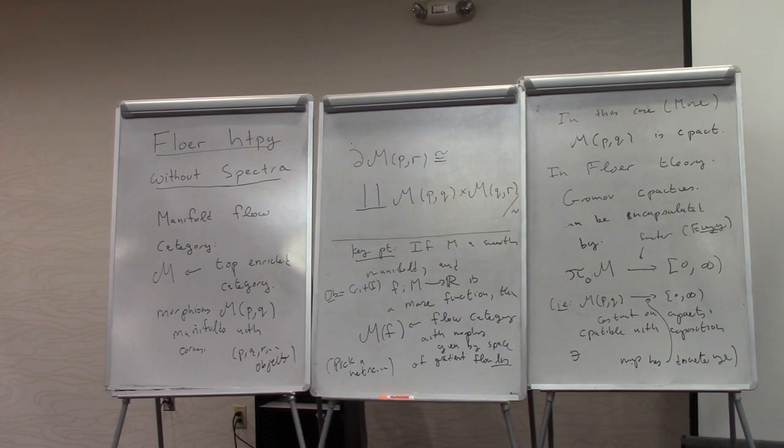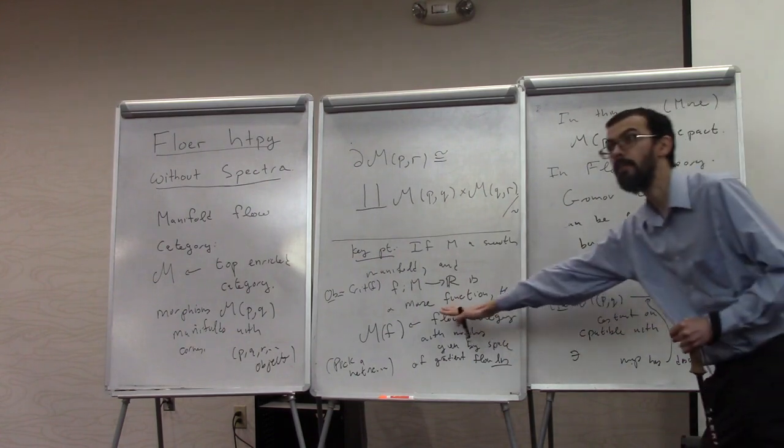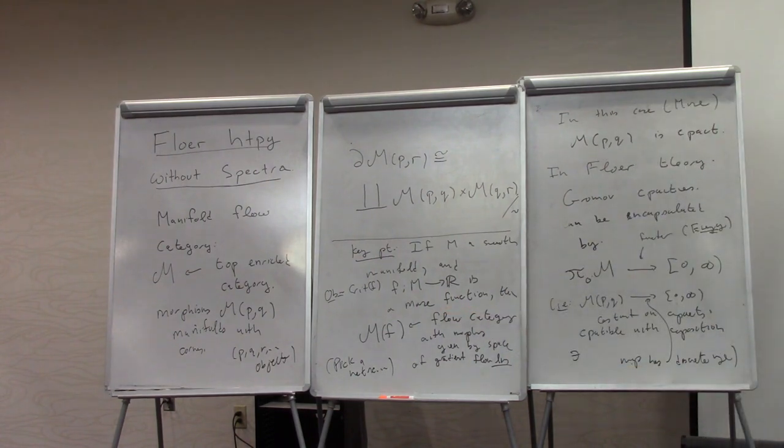And we have one test case. We have one case where we know the answer, which is Morse theory. It should have the property that we recover stable homotopy groups of N, KU of N, etc., if the flow category comes from Morse theory. And that will tell us that we're doing the right thing.